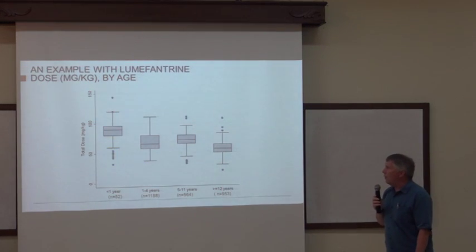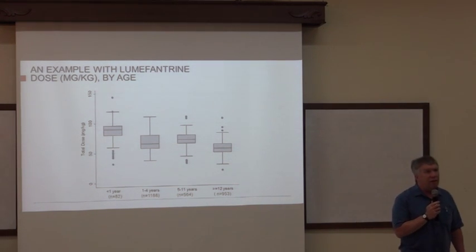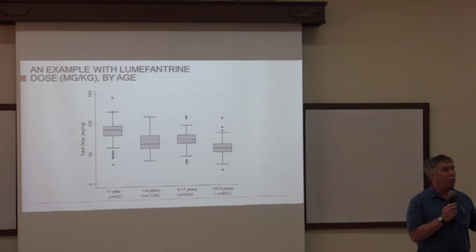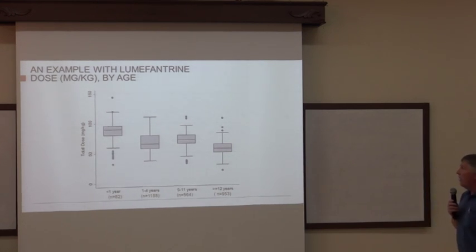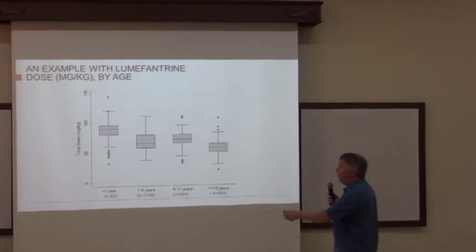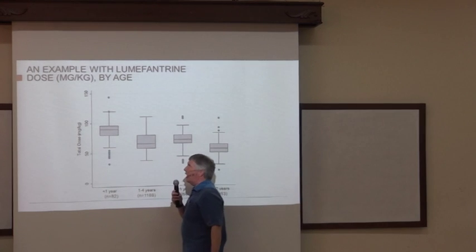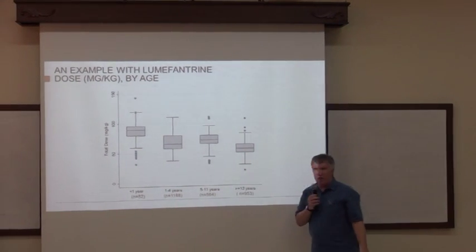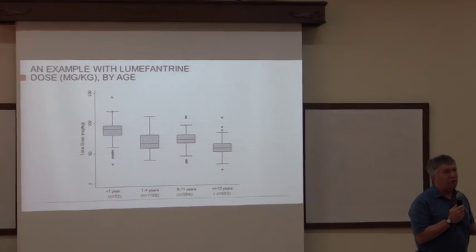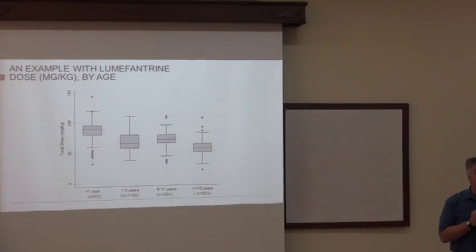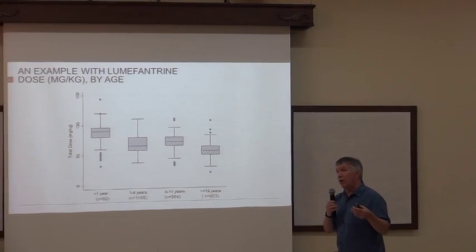So let me give you an example. This is one we're working on, looking at results long after the innovation had been developed and been out in the field, which has been helpful. On the y-axis is the total dose of a drug divided by kilograms, and the drug is lumefantrine. Lumefantrine is part of the very successful anti-malarial called Coartem, which combines artemether and lumefantrine, and lumefantrine is the longer acting of the two agents.